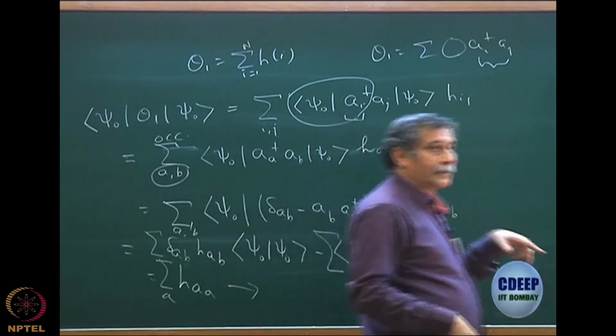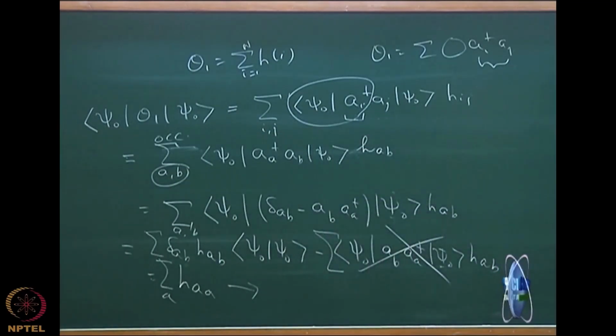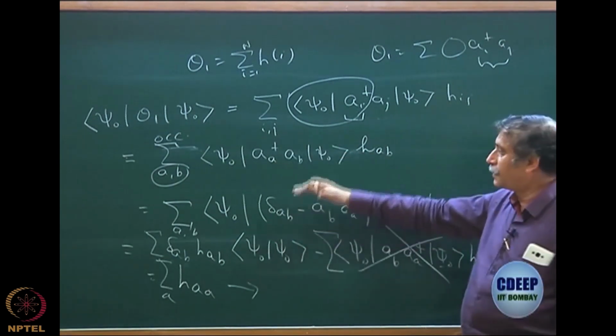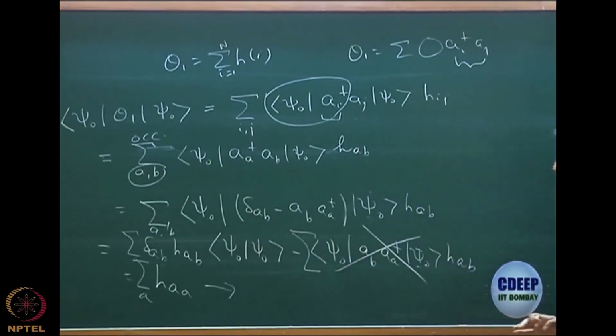One is the regular integral ab, and another will be abba with a half factor, because that theta 2 already has the half factor. So, I just wanted to tell you that you should be able to do this algebra. It is very simple algebra, but you should be able to do this.